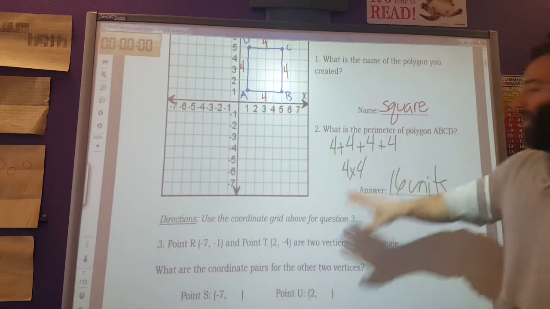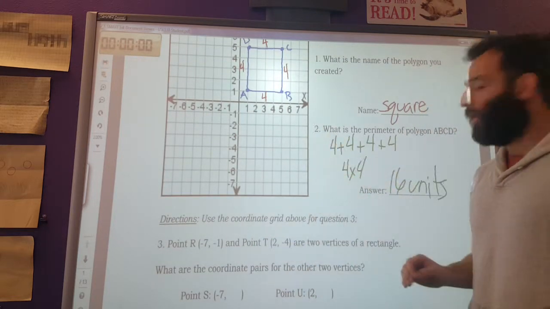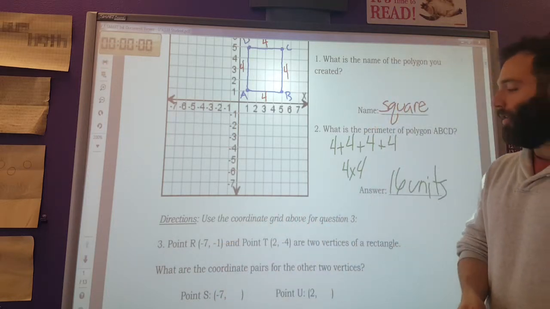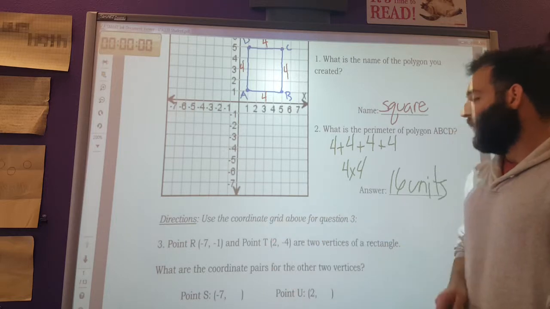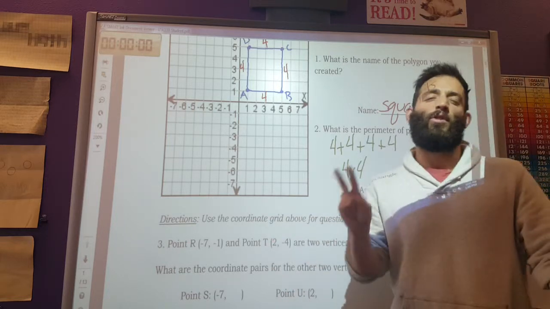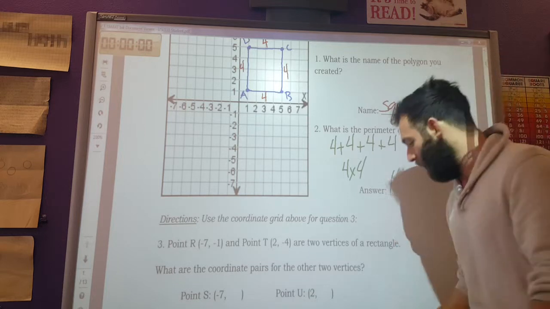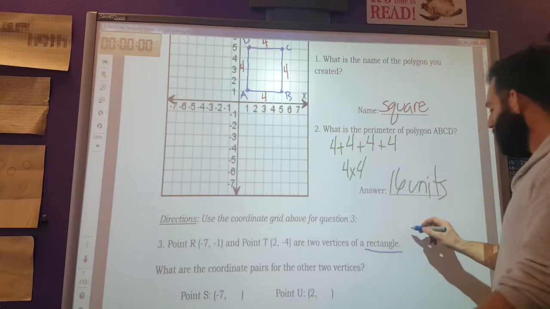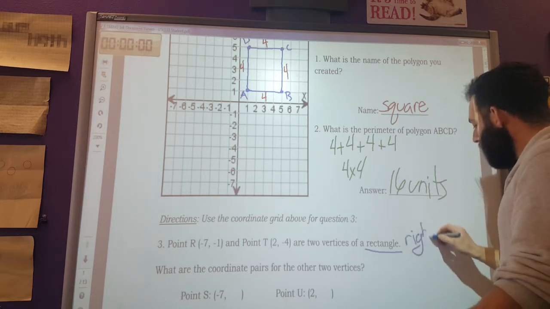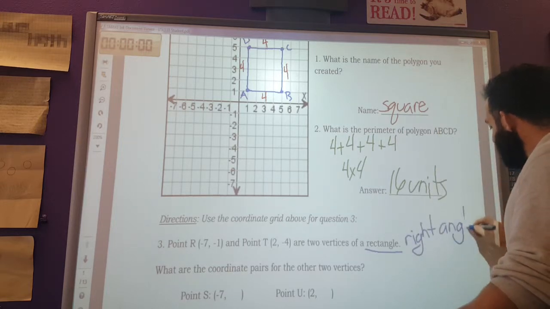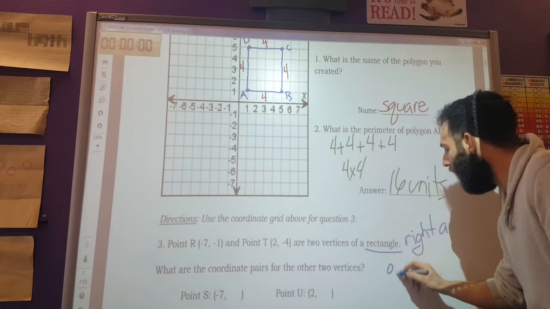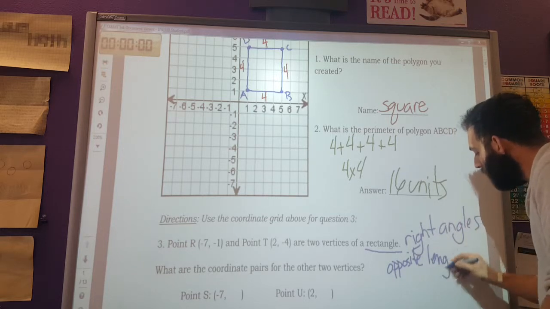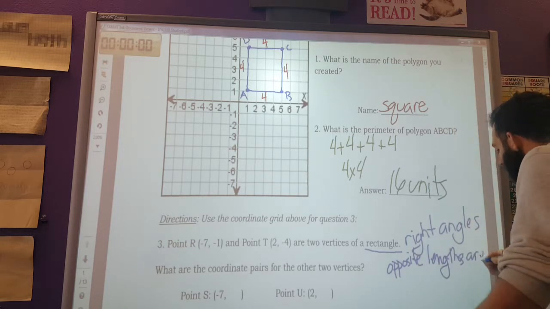Now number 3 is asking us to use this coordinate grid above to plot -7, -1, and 2, -4. Now that's telling us that those are 2 vertices of a rectangle. Think about what it means to be a rectangle. Remember, that's right angles and opposite lengths are equal.